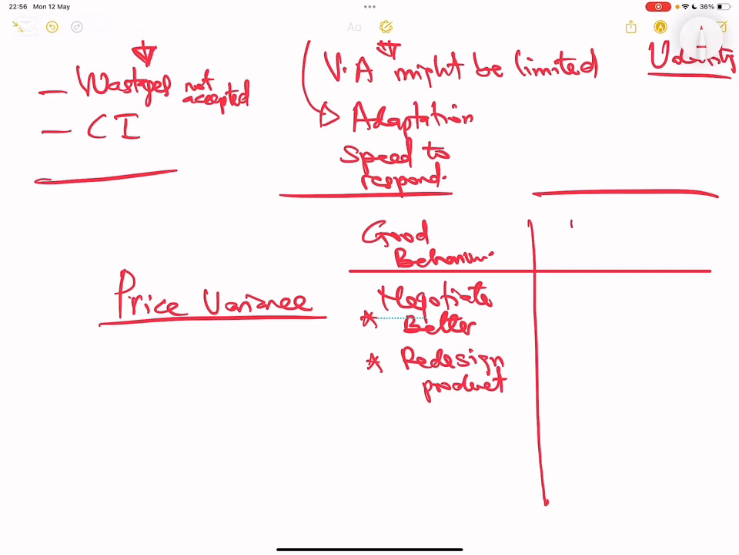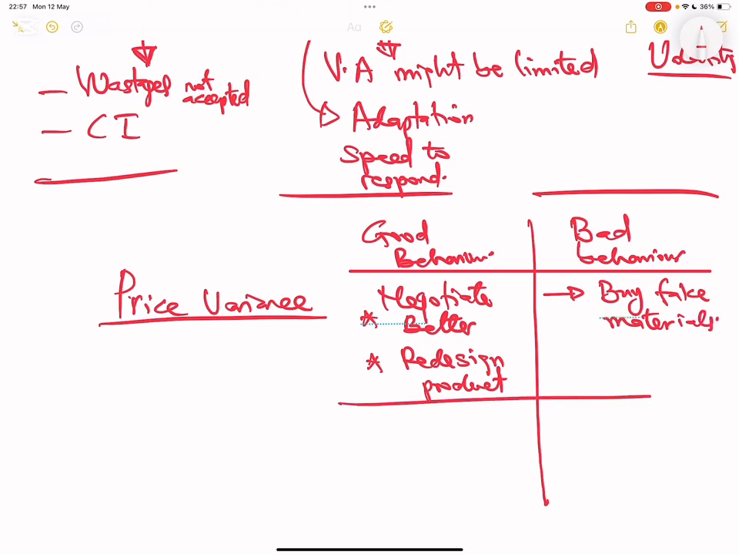However, they can also exhibit bad behavior if they are not happy, if they feel like they are being assessed based on measures that are outside their control. They might exhibit bad behavior, and in this case, what you see them doing is that they will buy fake materials, less quality. They buy fake materials, and you don't want that.